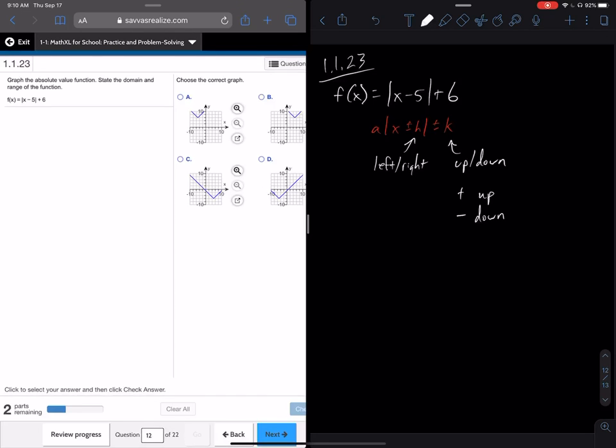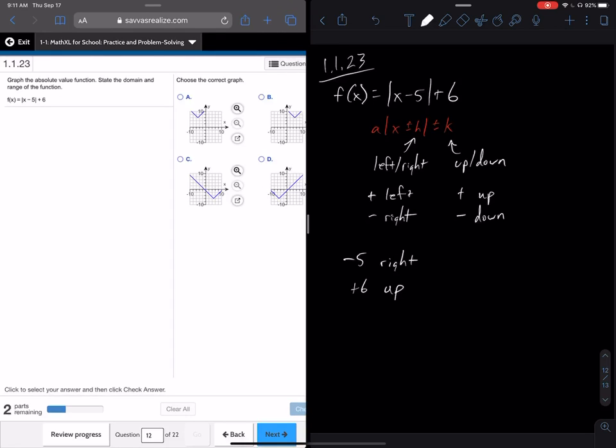Left and right is a little backwards. If it's plus, it actually goes left, and if it's minus, it goes right. So again, k values, up and down, are really straightforward and direct. The inside one, this minus 5 or the h value, is a little bit backwards. It does the opposite of what you think it would do. So the minus 5 tells me that this goes right 5 places, and the plus 6 tells me this goes up.